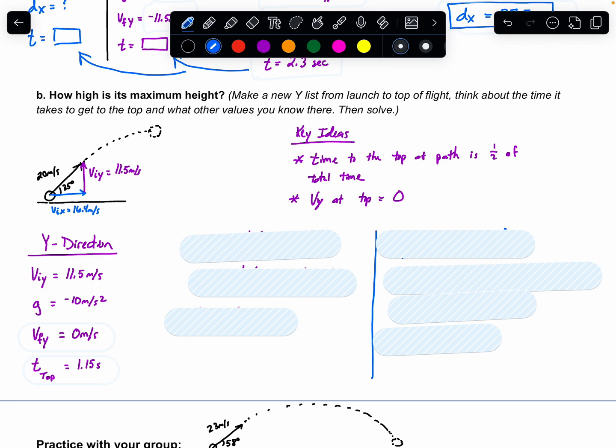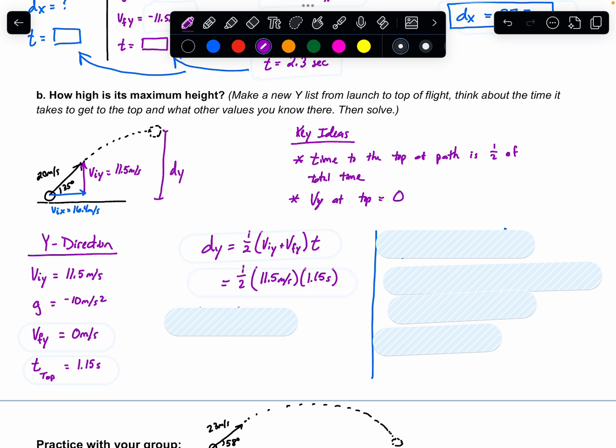So I really want to find out how far off the ground it is at its maximum height, which is dy. Here's an equation that solves for dy: 1/2 (viy + vfy) times t, and I have all these variables. Substituting in 0 for my final velocity, I get 1/2 times 11.5 times 1.15 seconds. Then I can solve this and I end up with about 6.6 meters. So that becomes my vertical distance.